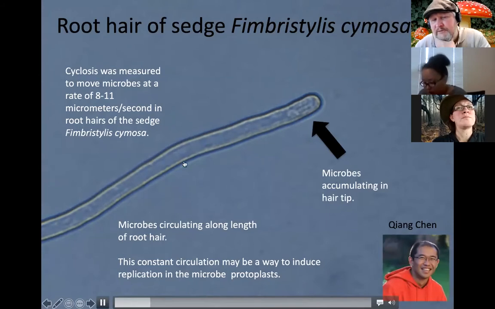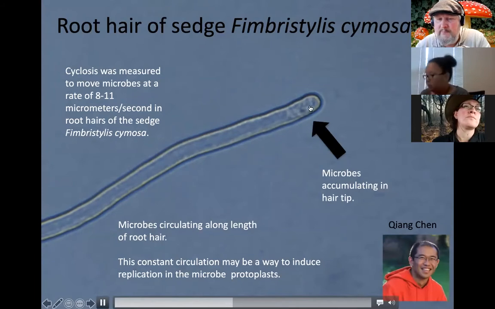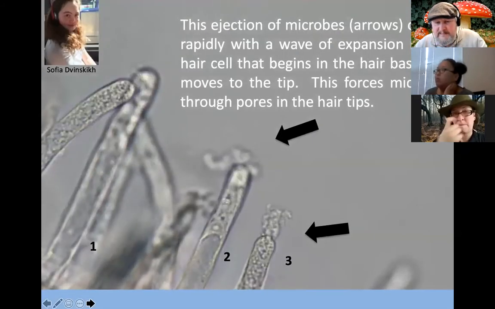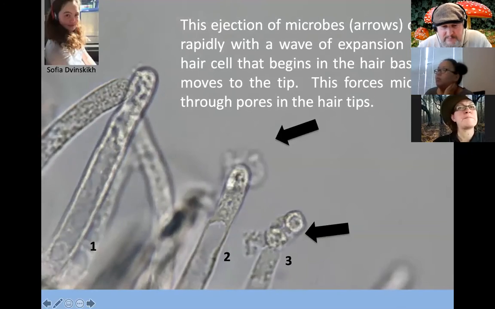This actually shows a root hair, and this is a sedge root hair. You can see that cyclosis again, that movement, and you can see the microbes jostling around at the tip, accumulating at the tip. And again, as that grows, they're ejected out of that hair. And this actually shows some of that ejection.